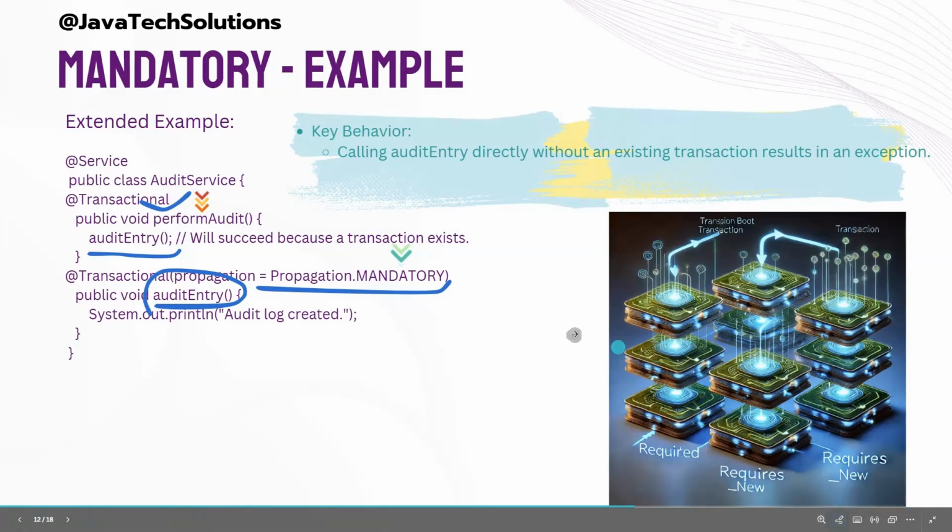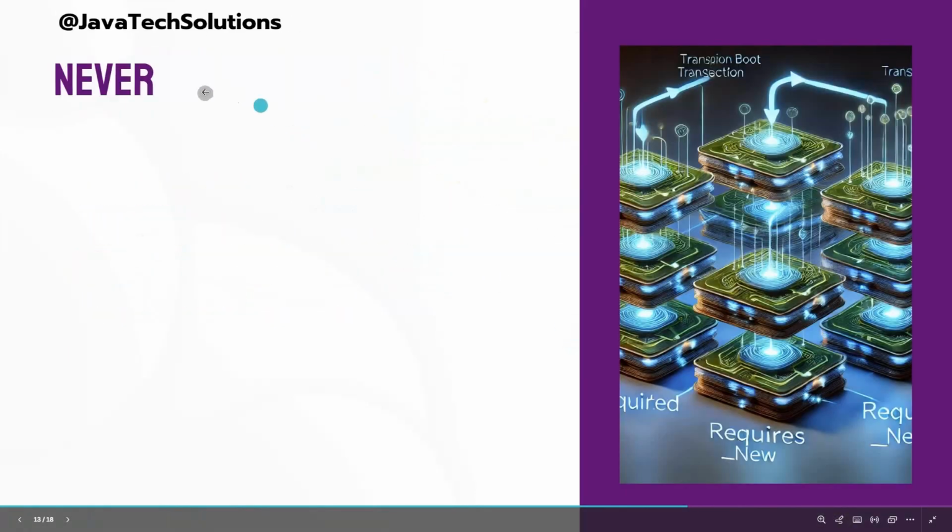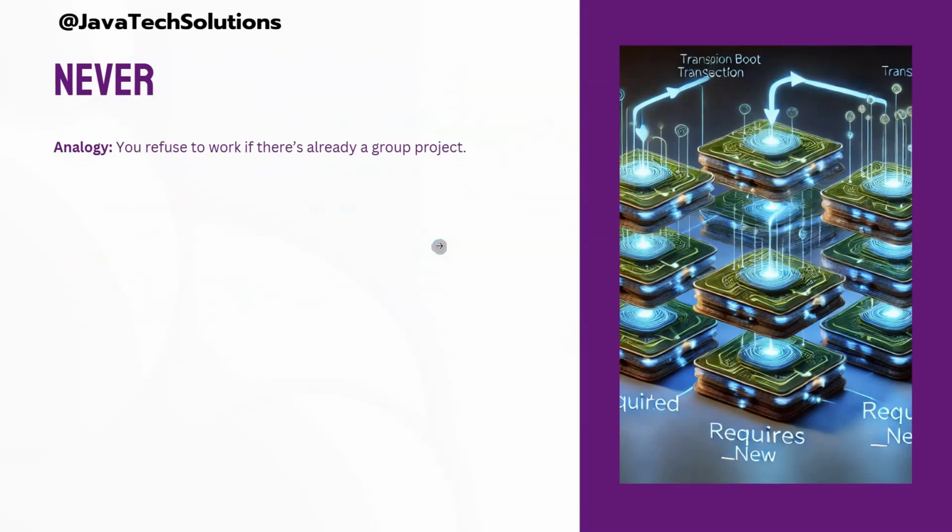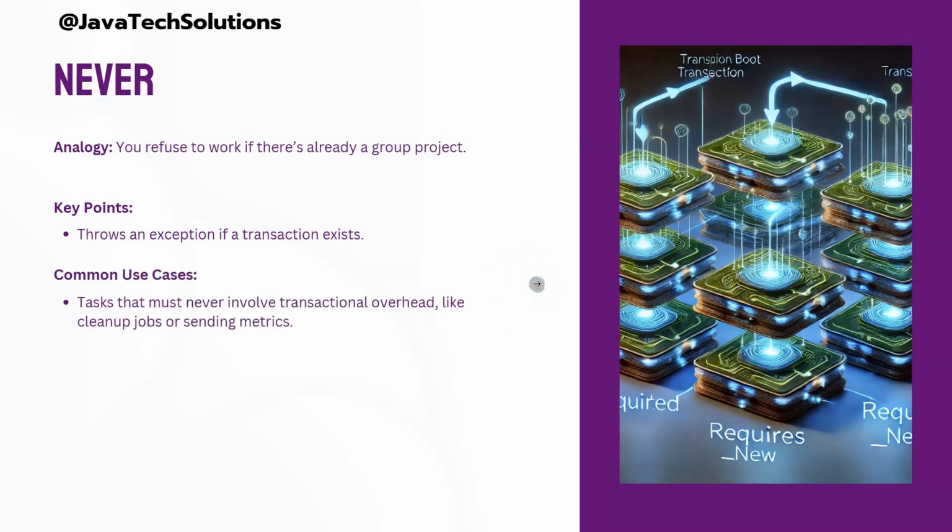Next we will talk about another one, that is NEVER. Never means it refuses to work if there is an already existing transaction, right? So it throws an exception if a transaction exists. We can use this one for tasks that must never involve transaction overhead, like cleanup jobs or sending metrics. For this kind of task we don't need a transaction, so we can use NEVER.